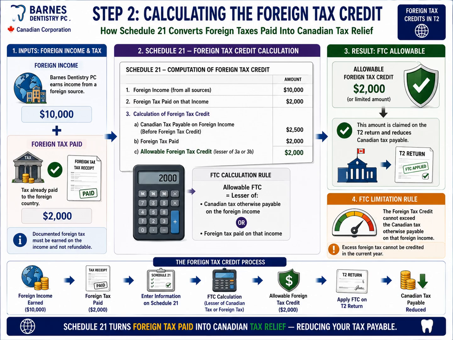Think of Schedule 21 as a tax relief calculator. Its job is to determine how much credit the corporation is allowed to claim. Let's start on the left side of the slide.